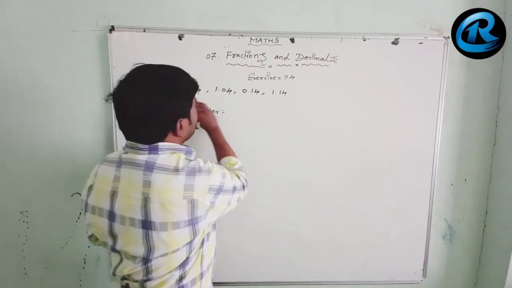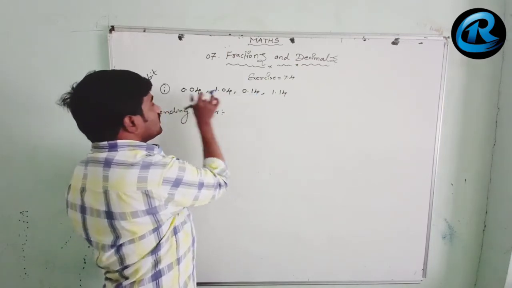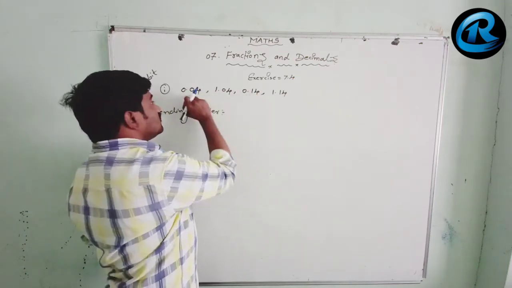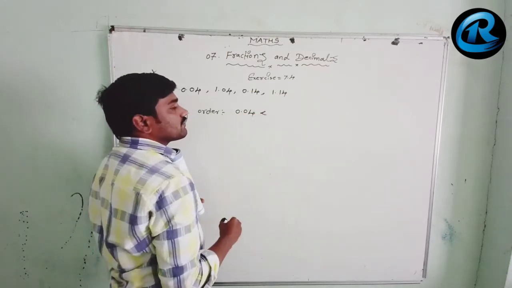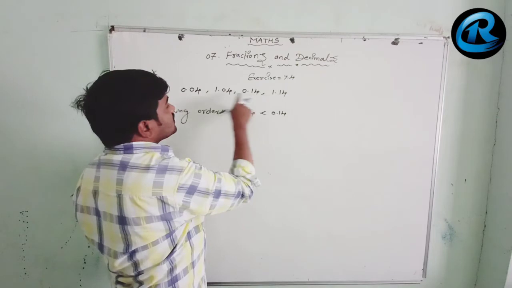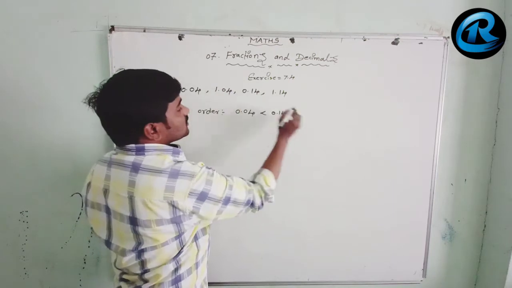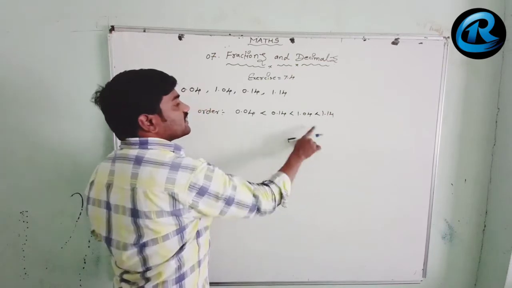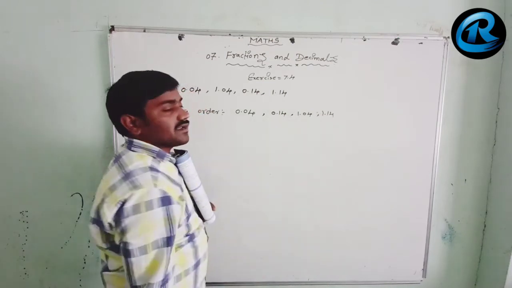See here, 0 point and 0 point. 0 will be first. Then 0.04, 0.14. 0.04 is first. It is less than 0.14. Then let us compare 1 point and 1 point, where 0 is the smallest one, so 1.04 is less than 1.14. So these are in the ascending order, or else you can also put commas like this, or put a less than symbol like that.